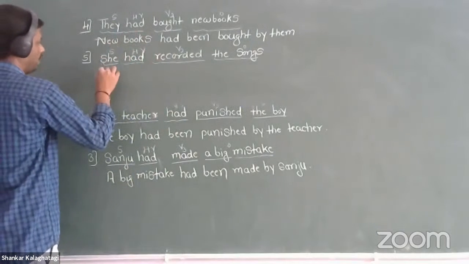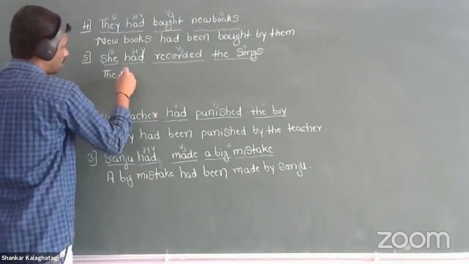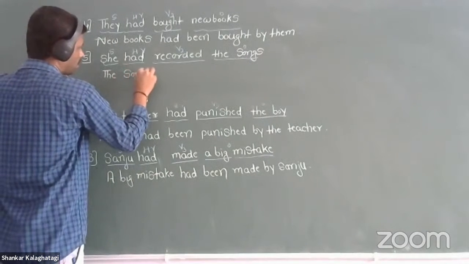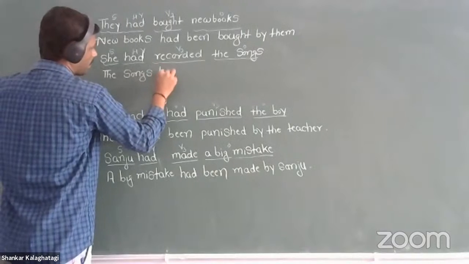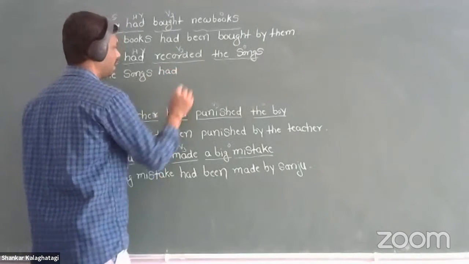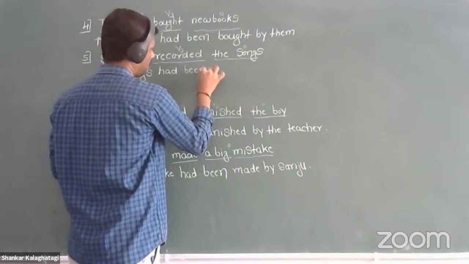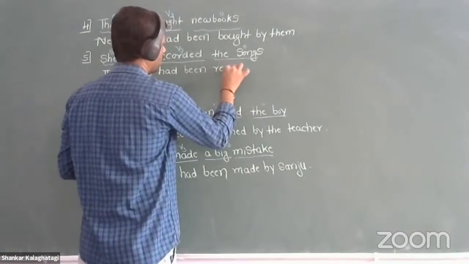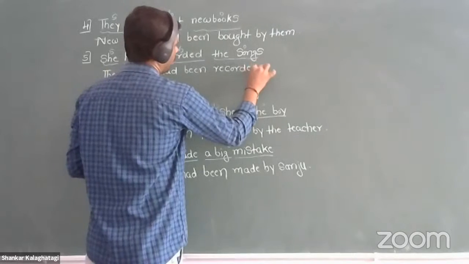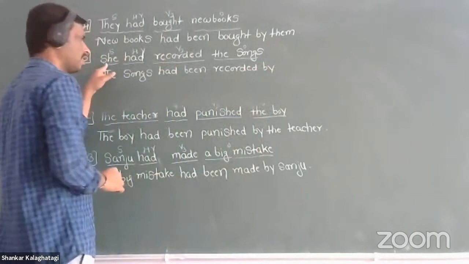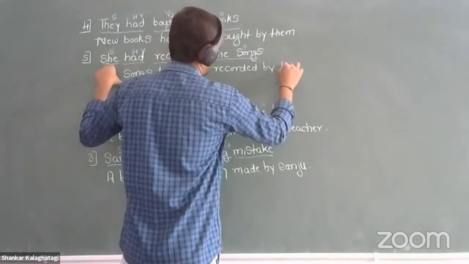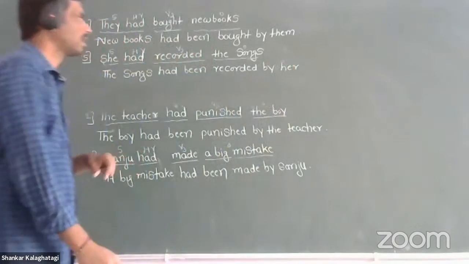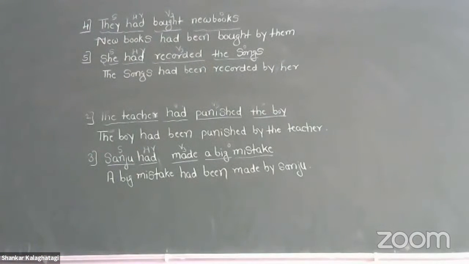Very good. So write it, the songs first. The songs had been. The songs had been recorded by she. Not she. Her. Recorded by. So now here subject they have given. We have to write here its object. Her. The songs had been recorded by her.